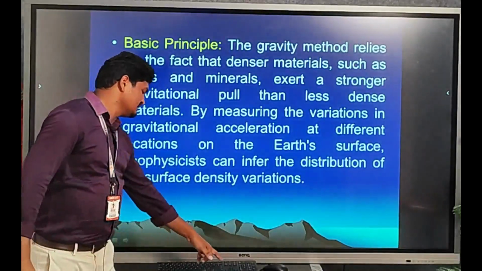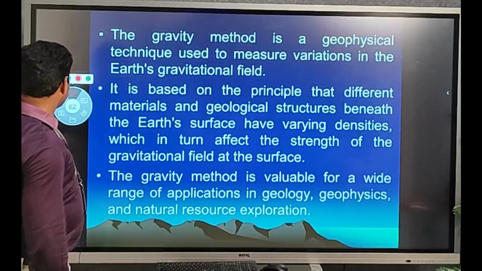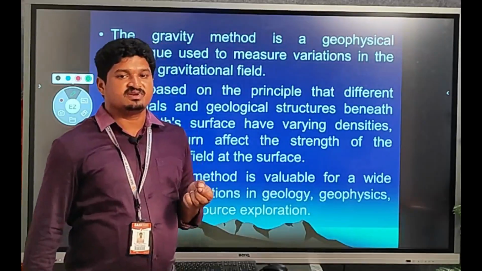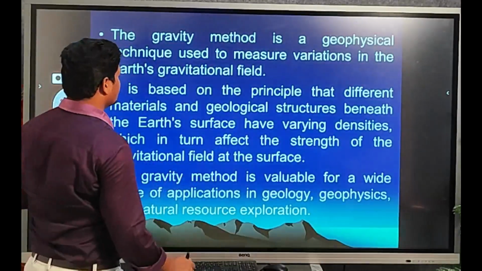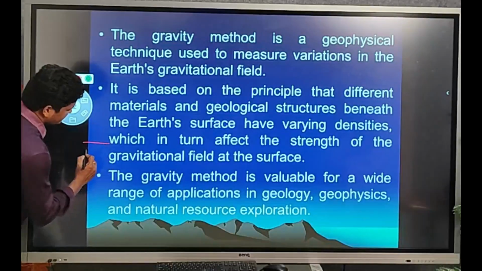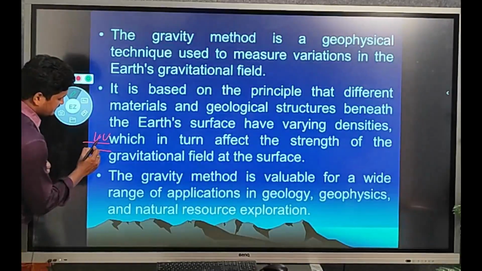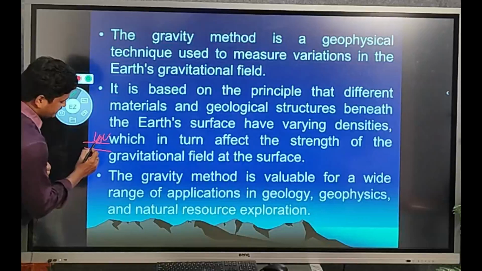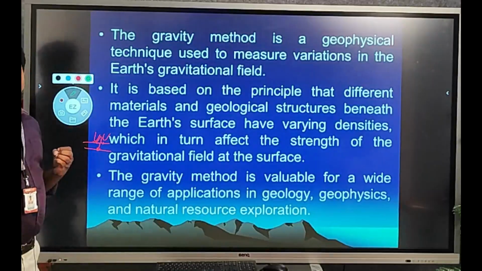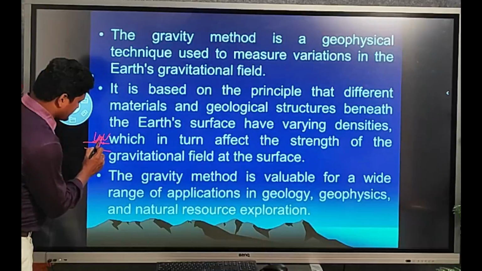So we know that Earth has a gravitational field. In that gravitational field, some gravitational anomaly will be identified. So in the gravity method, we use density contrast. For example, by using a gravity meter in a particular area, when you fix that gravity meter, there is a negative anomaly and a positive anomaly. So the negative anomaly will give a dense material. Why? Because when the positive anomaly is there, this particular spring will be elongated.